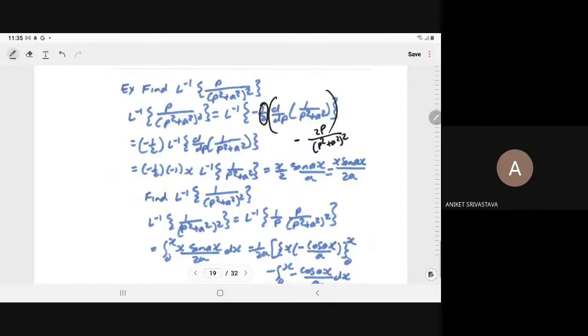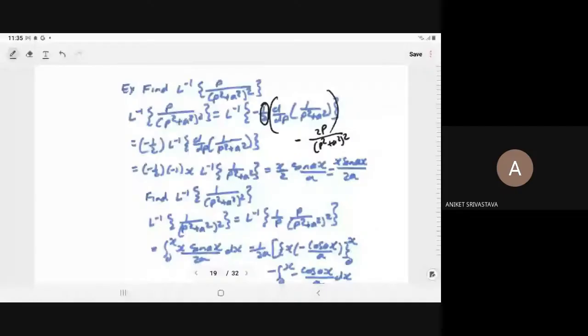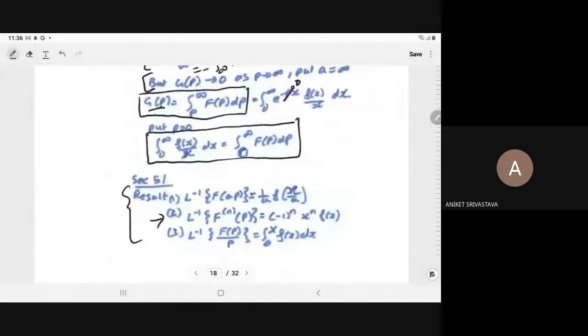So from here, if you take it outside, this will be minus 1 by 2 times the L inverse of the derivative. So just now we have computed the L inverse of the derivative. The first derivative we have written right there. So it is (-1)^n x^n f(x).